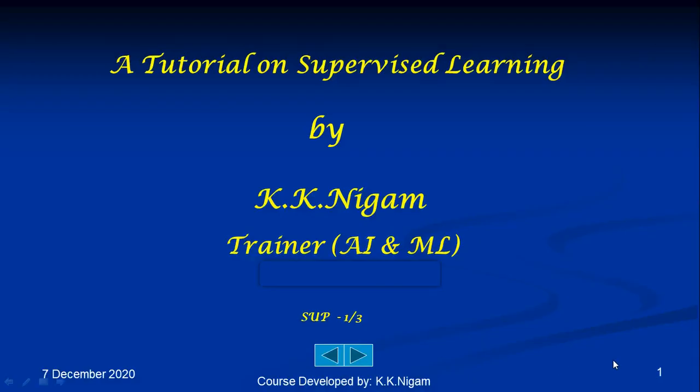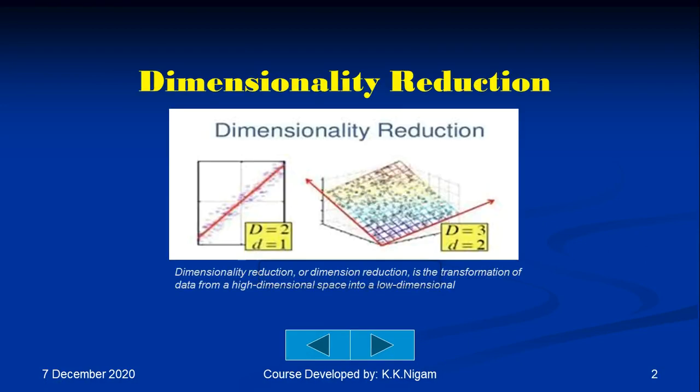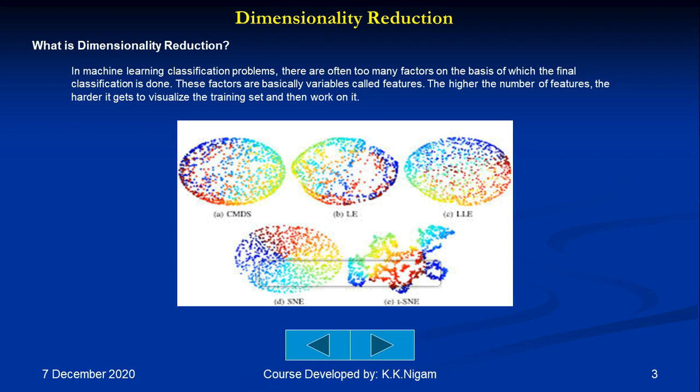So let's start with the supervised learning. Now, supervised learning is another very important kind of learning in artificial intelligence and machine learning. Now, the topic that we are going to discuss under supervised learning is dimensionality reduction or dimension reduction. It is the transformation of the data from high dimensional space into a low dimensional space.